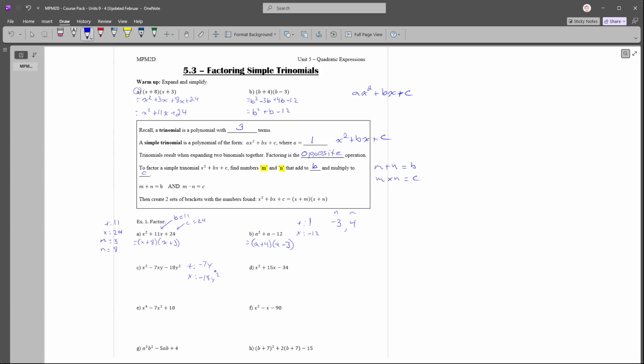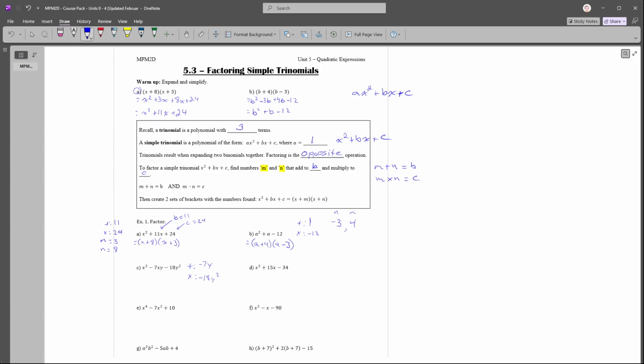So let's think about this. Let's work our way down. Well, 1 and 18, that's not going to give me a 7. Remember, this is a negative, so one's going to be a positive and one's going to be a negative. 1 and 18, no. 2 and 9, that's interesting. 2 and 9 might work.